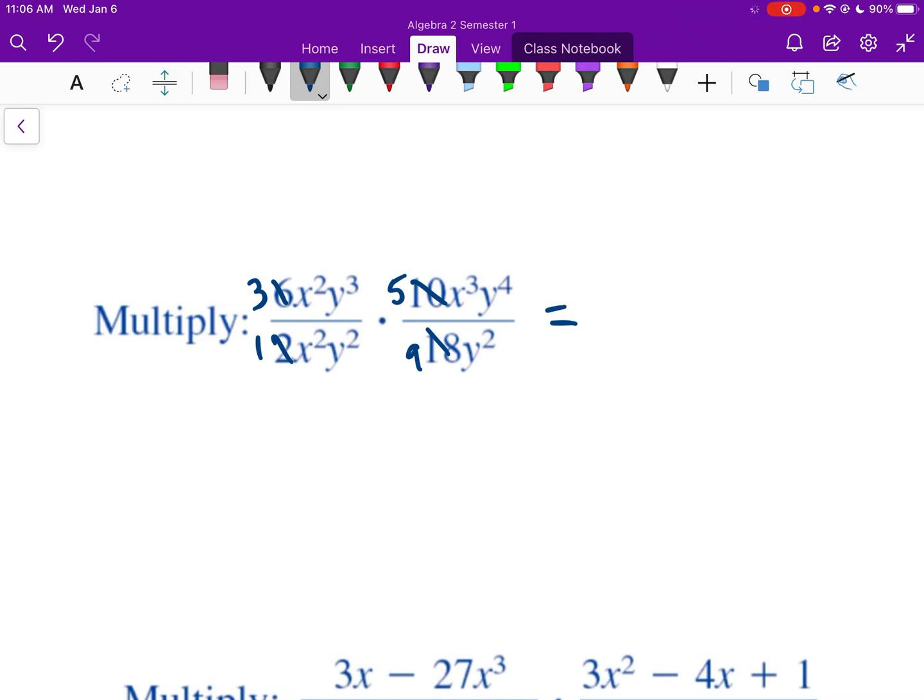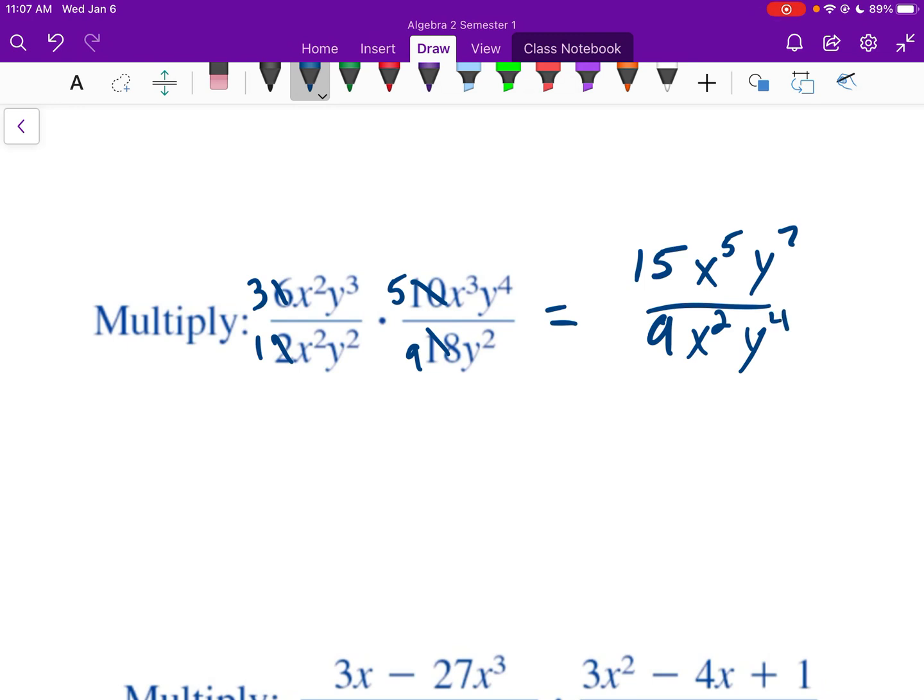multiplying. 3 times 5 will get 15. x squared times x cubed. If you remember your rules of exponents, x squared times x cubed, we are going to add our exponents. So that's 2 plus 3, which will get us x to the 5th. y cubed times y to the 4th would give us y to the 7th. Over, 1 times 9, we will get 9. And then x squared times no other x, so we just have x squared. But then y squared times y squared will get us y to the 4th.